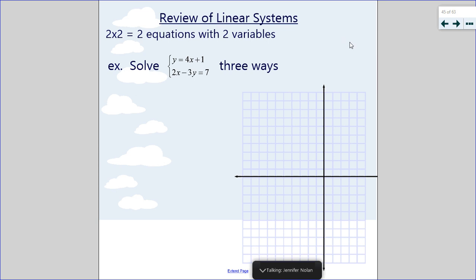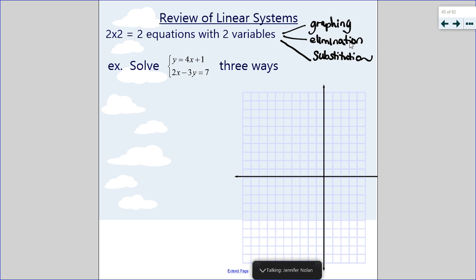So we're going to go over the three methods we learned for solving 2x2 equations. One was by graphing. One was by elimination. Elimination was also called linear combination, but it's essentially adding the equations together or subtracting them. And then lastly, by substitution. So we are going to go over graphing, elimination, and substitution with just the same problem. We'll do it three different ways just to demonstrate that we can.